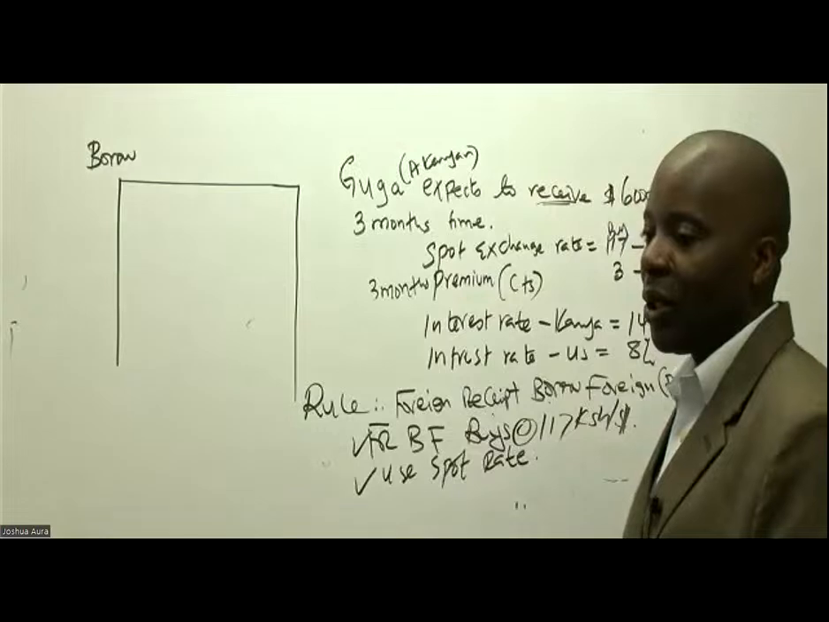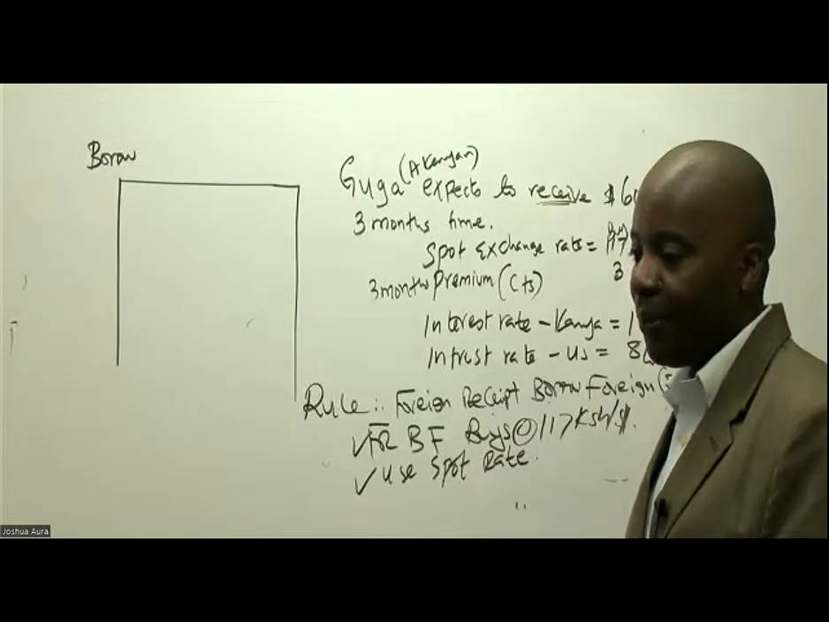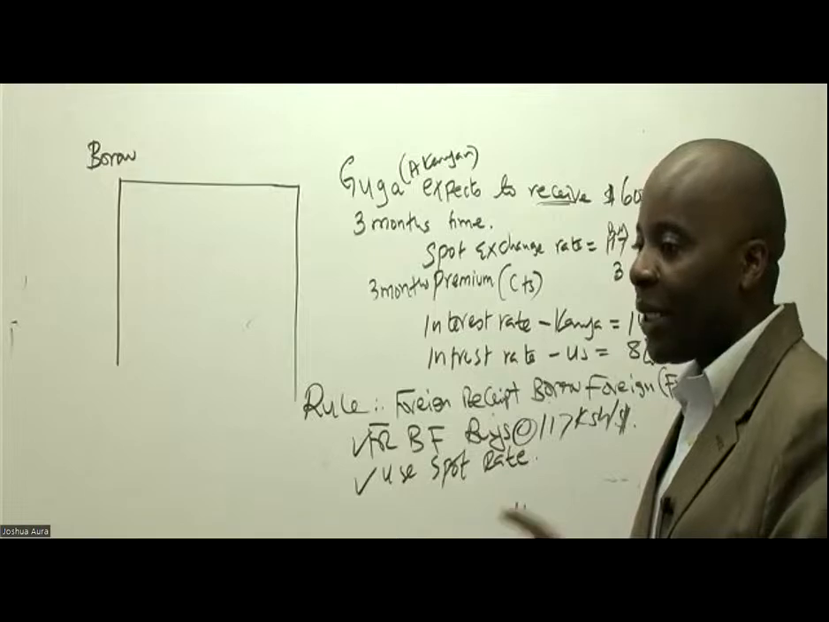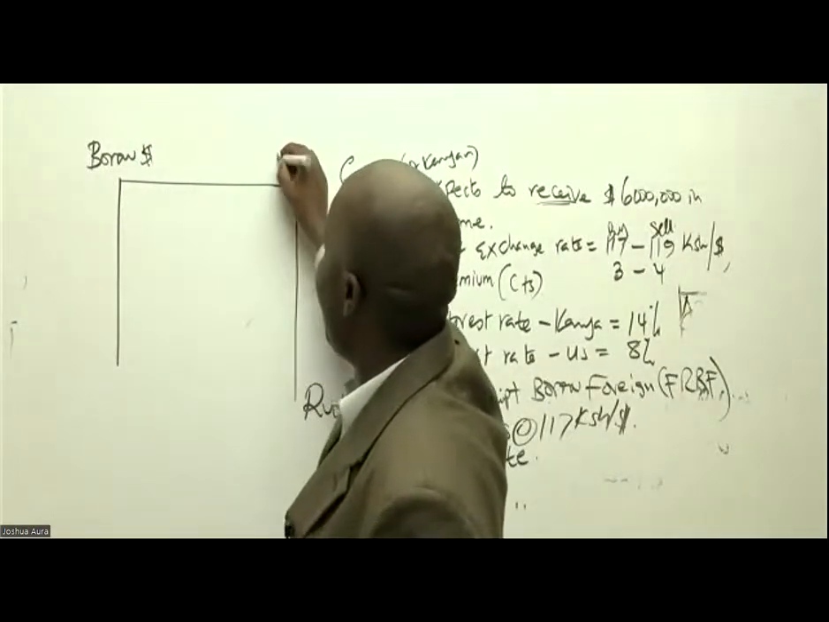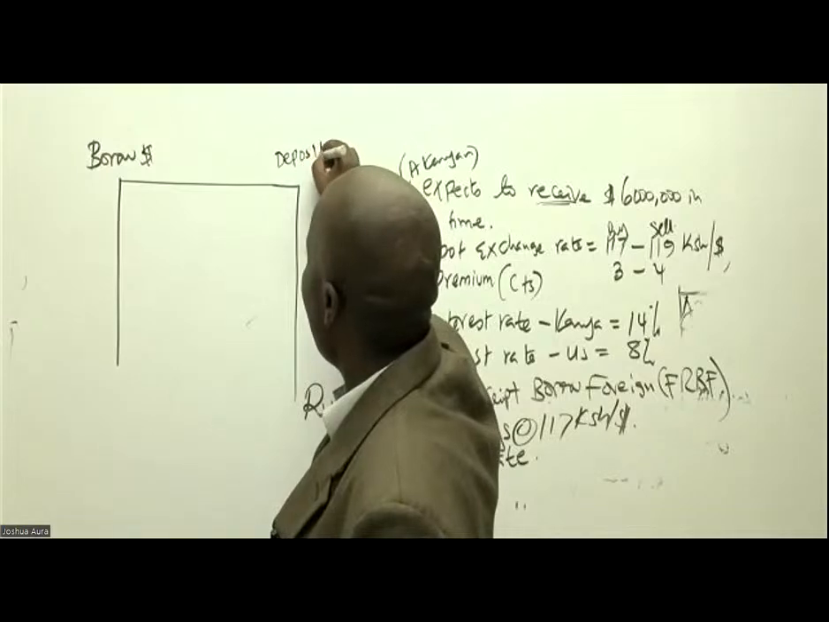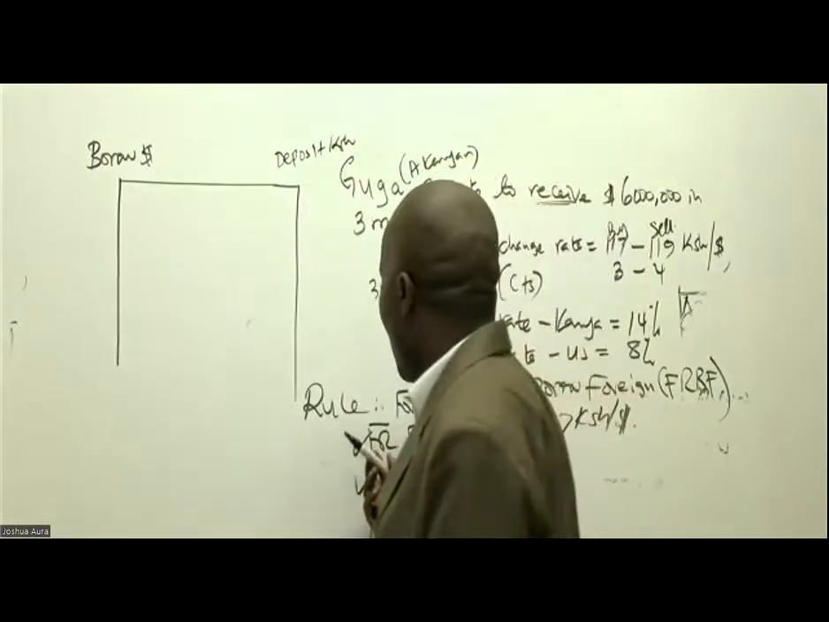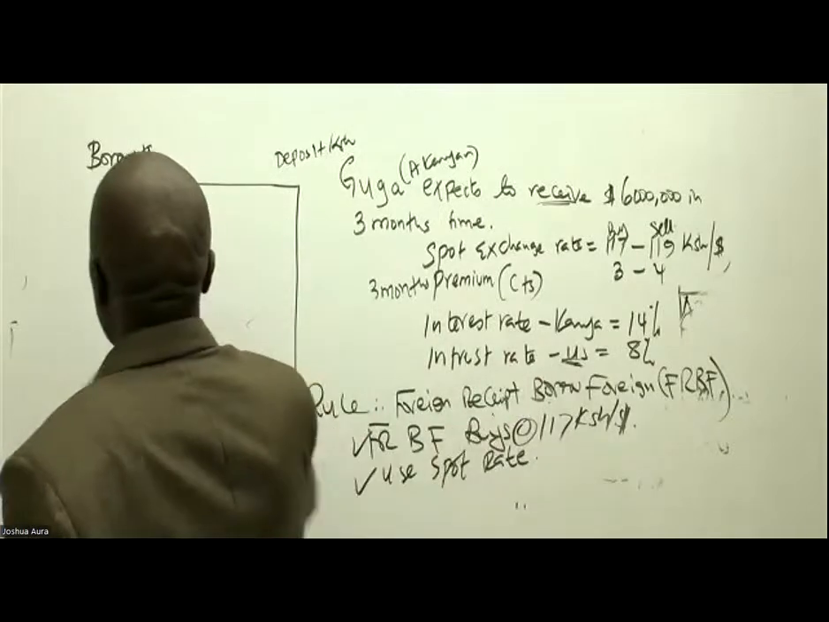So which currency will this gentleman borrow? The dollar. Remember, he's a Kenyan, so what is foreign to him is the dollar. So borrow the dollar, and then he'll come here and deposit or invest the other currency, which is the Kenya shilling. So borrowing the dollar, we know the interest rate here, US dollar, is 8%.